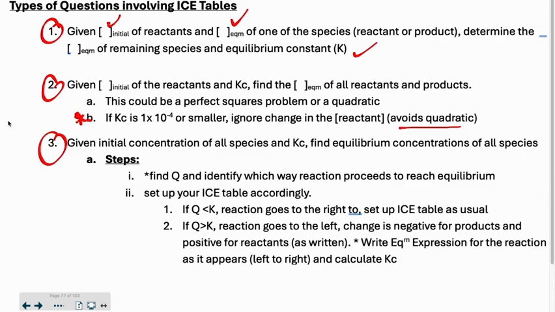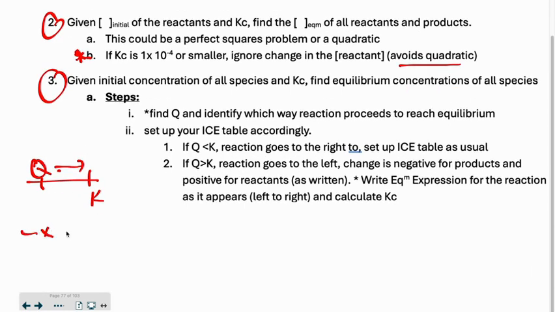So if you go back to these types of problems again, I've told you, if Q is less than K, the reaction goes to the right. Set up your ICE table as usual. So in this case, here's the number line. Here's my Q, here's my K. My reaction is going to go to the left. Here, I would set up my ICE table just as usual. I would put a negative X for my reactants and positive X for my products. This is the one that you have to be mindful of.